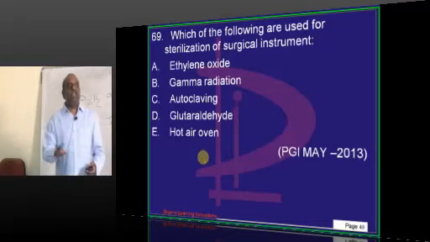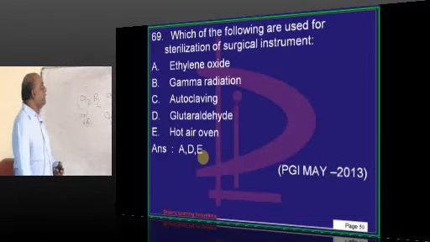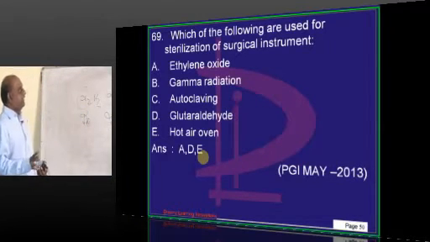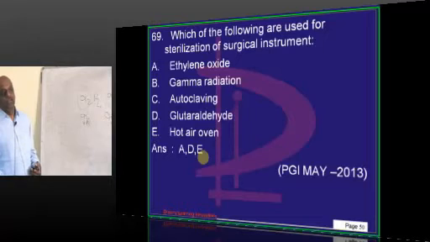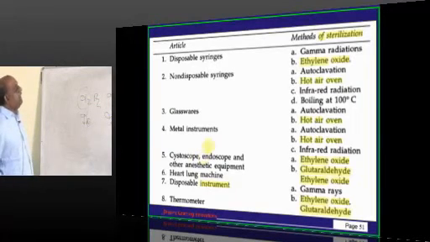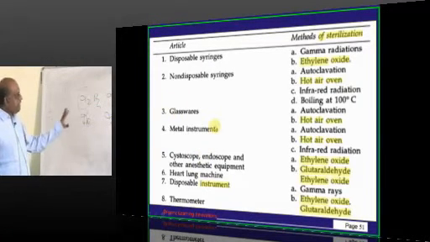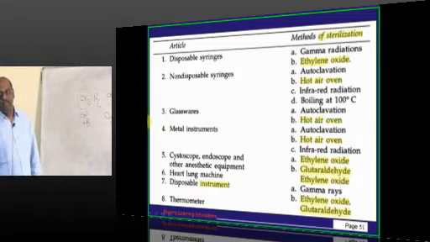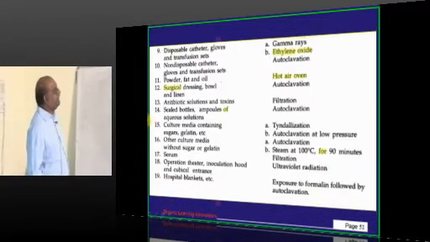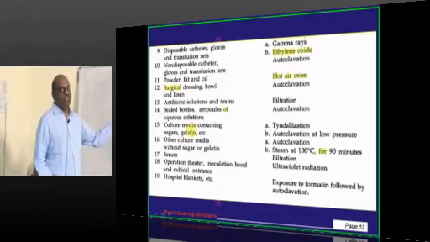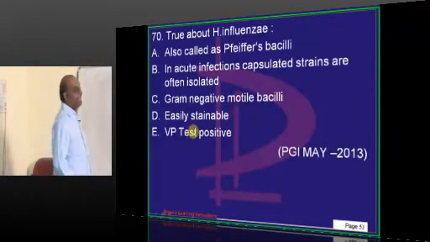What is used for sterilization of surgical instruments? Ethylene oxide, glutaraldehyde, hot air oven. They are all the things. Similarly for disposable syringes, glasswares, metal instruments, thermometers, there is a big supermarket list available for you to have a look at least once. Sorry, there is one more slide, don't forget.